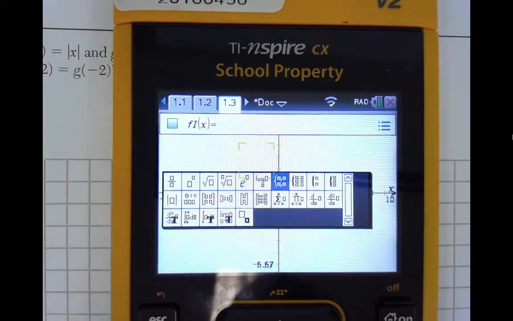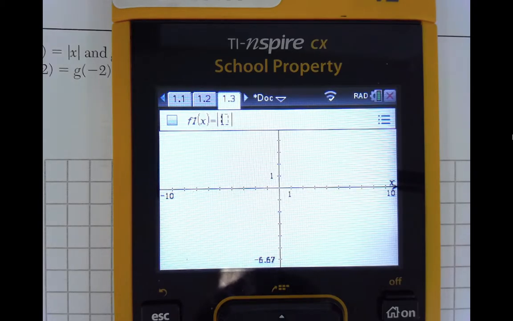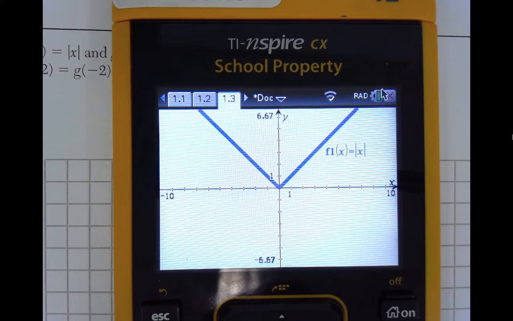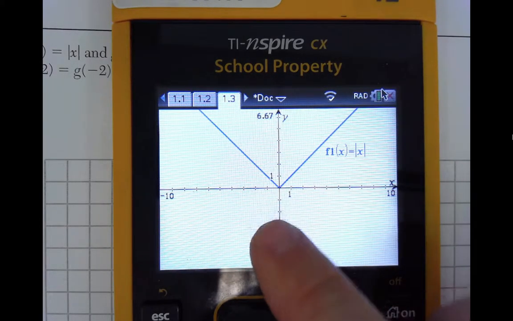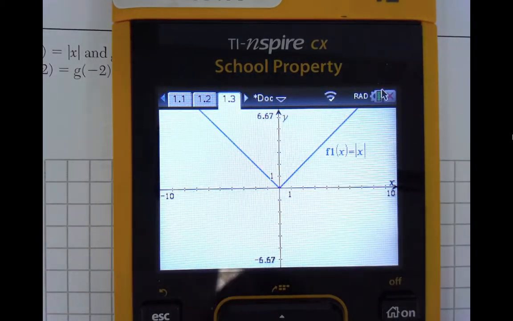Focus. There it is. Once you press that button next to the book, you should get this over here. And our absolute value is right over there. We'll hit X, hit enter, and it graphs it for us. That fits very nicely right in the middle of a 10 by 6 graph. So that's looking pretty good.